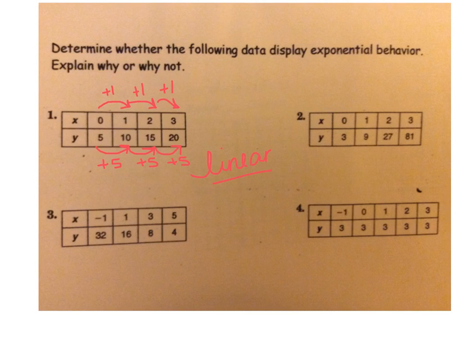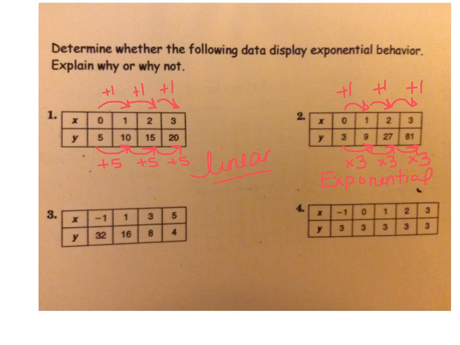Let's take a look at number 2. So on the top one, we're just adding 1 to each one. And then let's check out the next one. Oh, hey, in this case, we're multiplying by 3. We're multiplying by 3, and we're multiplying by 3. So we're multiplying by a factor. Therefore, this one has exponential behavior.